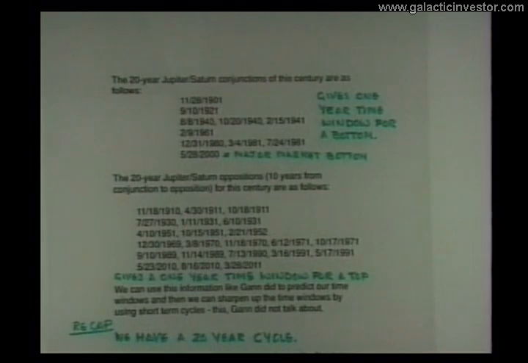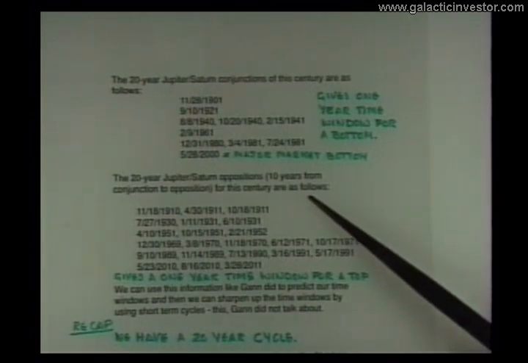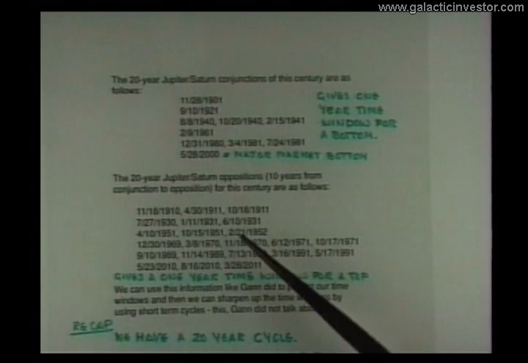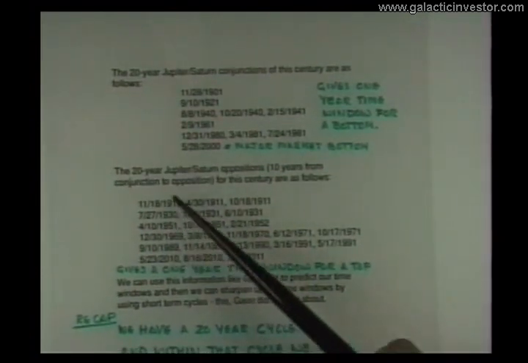Within the 20-year cycle of Jupiter-Saturn, you have the 10-year cycles that we've been talking about, the 10-year cycles from the conjunction to the opposition. And these dates are also listed right here. I won't go through them; you can look at them yourself.